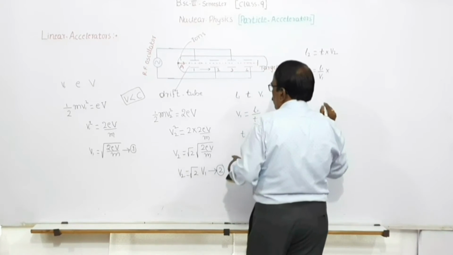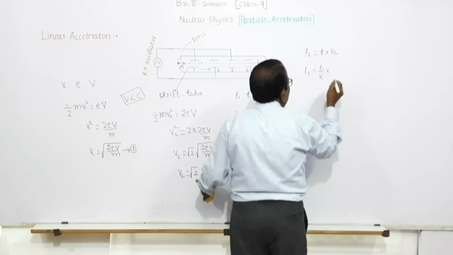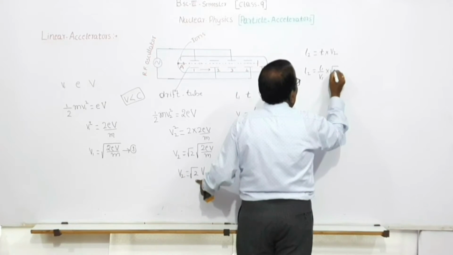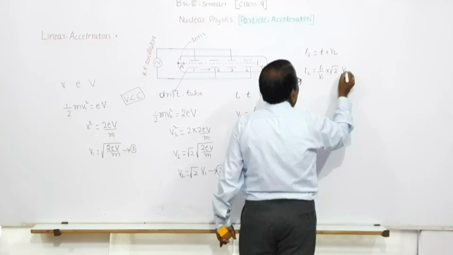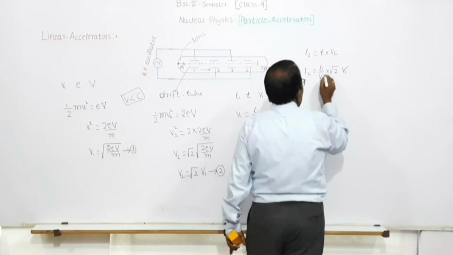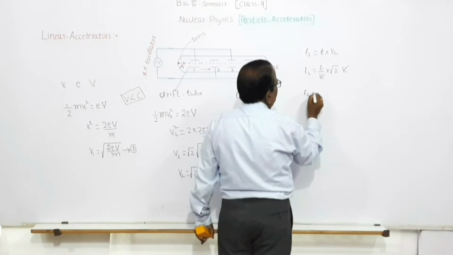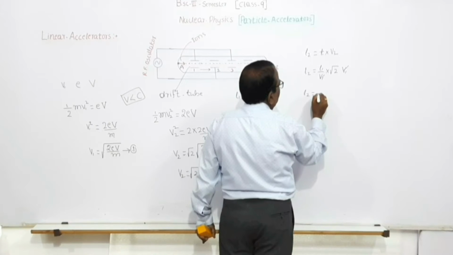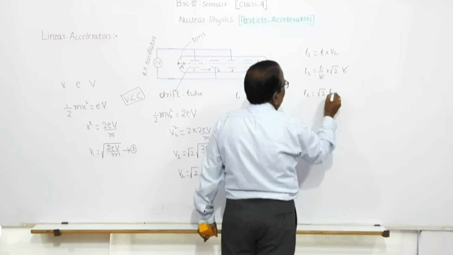What is V2? V2 is square root of 2 into V1. Then this V1 gets cancelled. L2 is equal to square root of 2 L1.